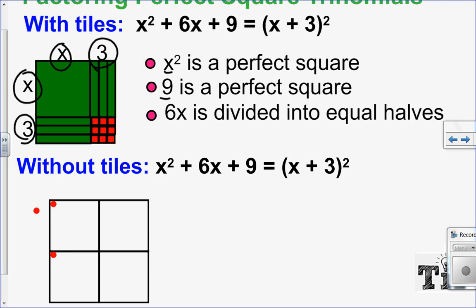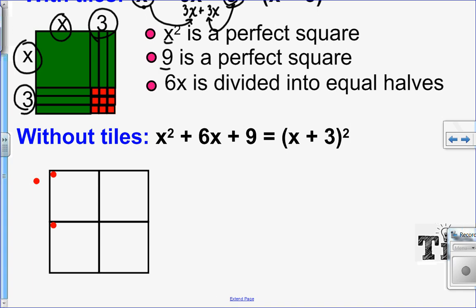So that's the requirements for a perfect square. The first term is a perfect square, the last term is a perfect square, and this middle term, if I divide it by 2, which is 3x plus 3x, I get the square root of the first term and the square root of the last term. That's the requirements for a perfect square trinomial.